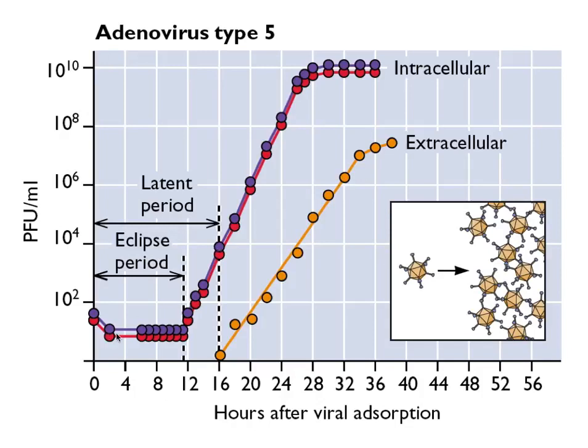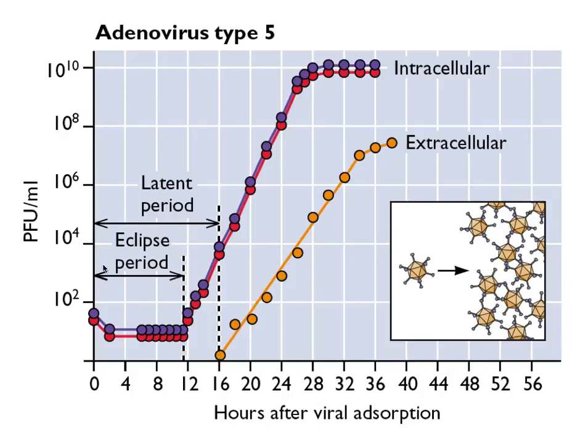So the eclipse period you see is shown on the intracellular virus curve. Then there's a rise in the production of virus particles and eventually a plateau. But if you look at the extracellular production of virus, there is no virus outside of the cell until after 16 hours post-infection. And that allowed investigators to define another period called the latent period. That is the period during infection when no virus is released from the cell.